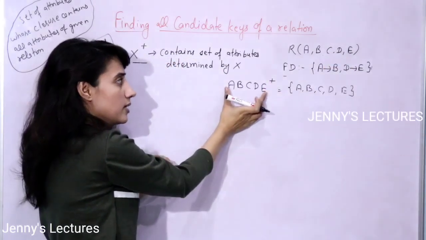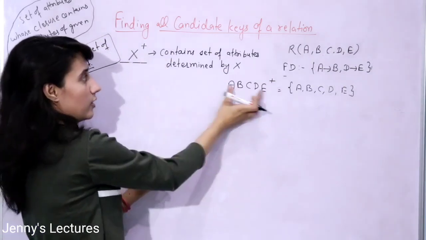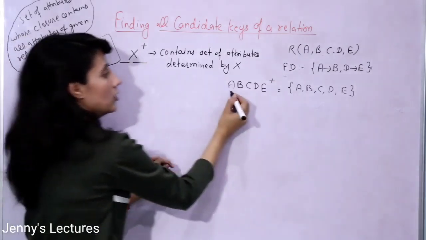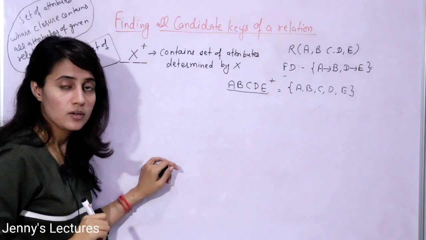So I can say that this is what? Super key. This is here X. I told you that X is a set of attributes. So now this complete set is what? A super key here. Fine.